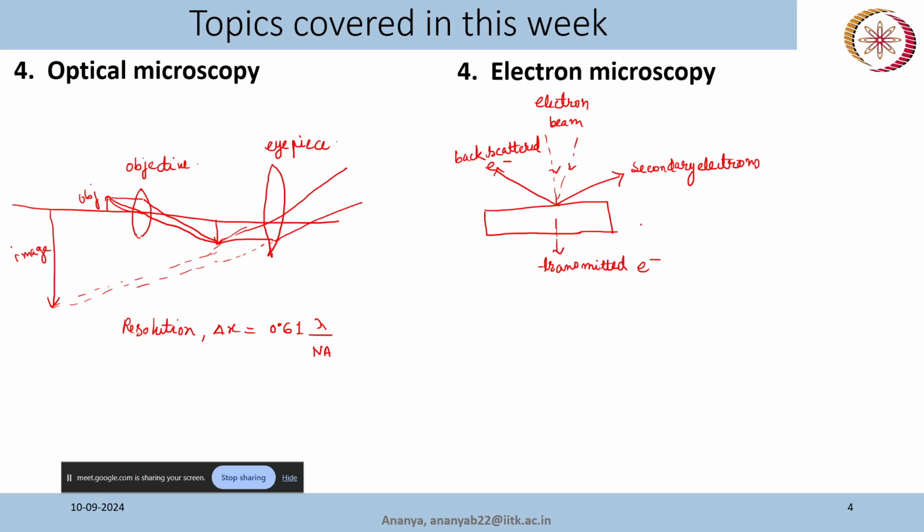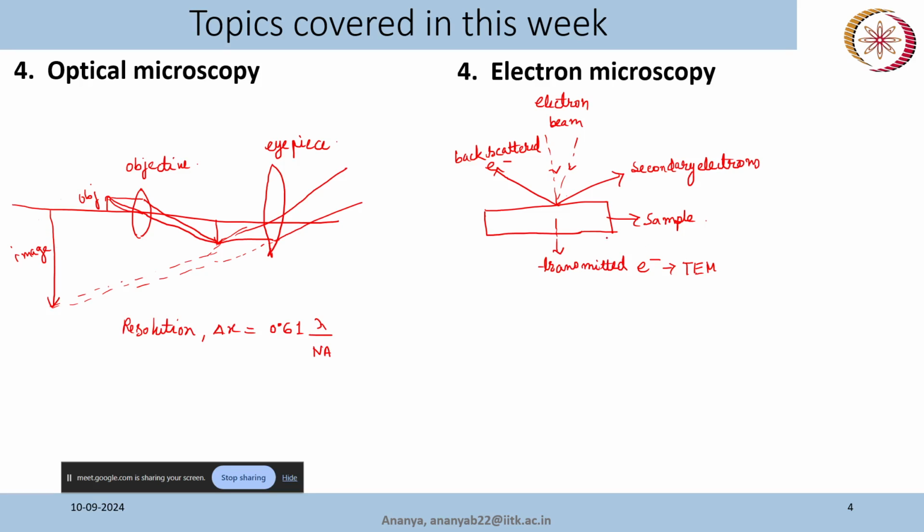Now, using transmitted electrons, the imaging you will do is known as TEM, transmission electron microscopy. Using backscattered electrons and secondary electrons, or you can say the reflected electrons, the electrons that are coming out from the sample, the imaging is done, and that is known as SEM, scanning electron microscopy.